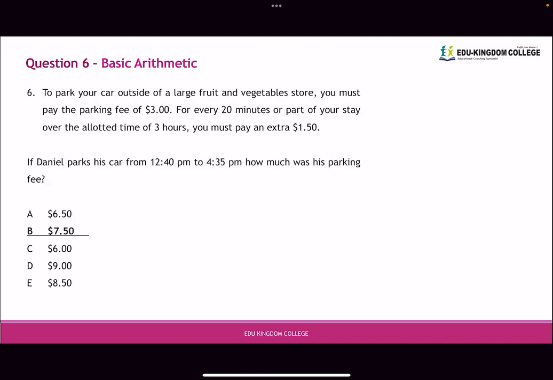Question 6. To park your car outside of a large fruit and vegetable store, you have to pay a parking fee of $3 for the first 3 hours.